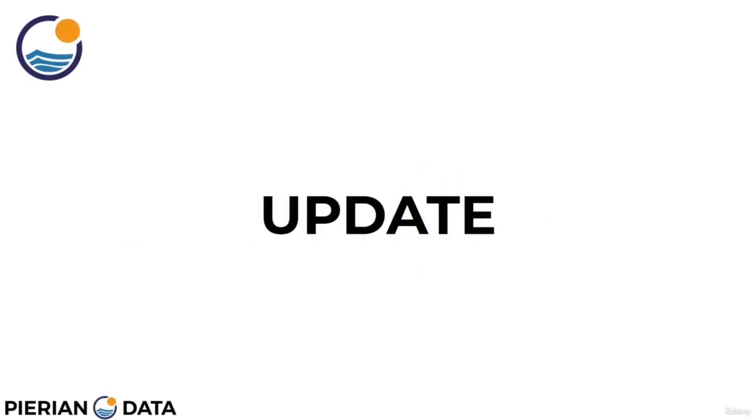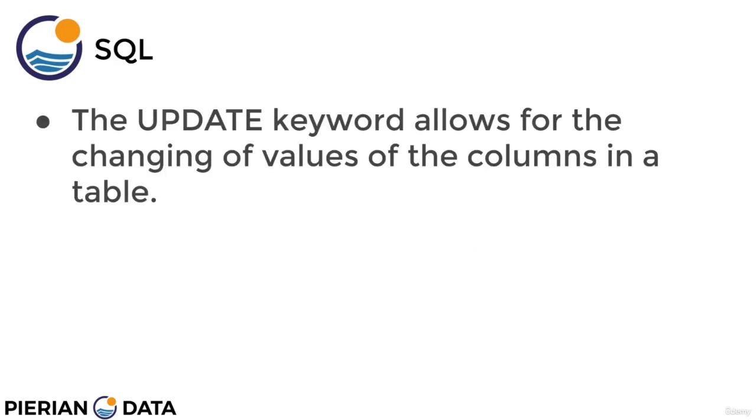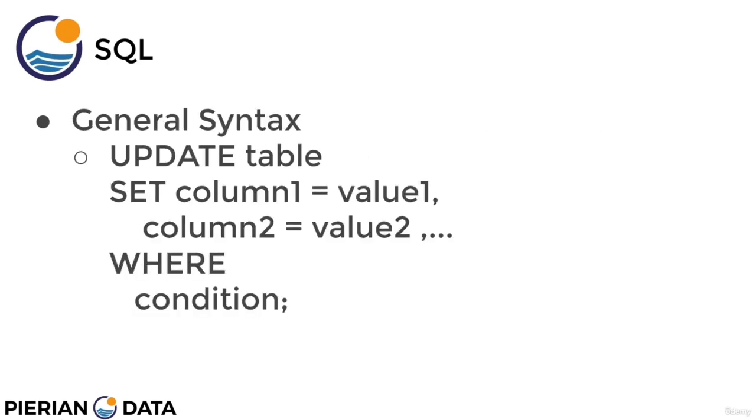Welcome back, everyone, to this lecture on the update keyword. The update keyword allows for the changing of values of the columns in a table. The general syntax is as follows. We say update, then what table we want to update, and then we can say set column equal to some value that we've chosen for that column. And then we can also specify conditions for where the update should occur.